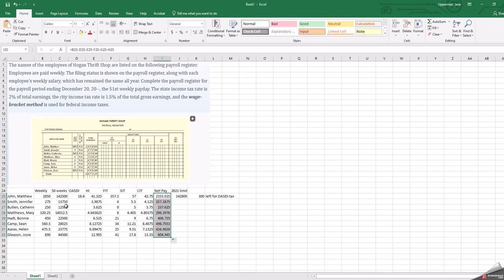Now again, the rest of them are not at that limit, so I'm going to have to change my formula for the old age tax. So if I take their weekly amount times the 0.062, because again, none of them are at that limit, they're all below it, so all of their wages are fully taxable. So then that is all of your net pays.